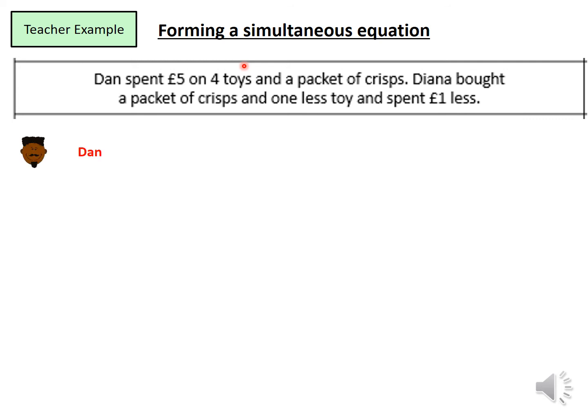So let's start with Dan. Okay, he bought 4 toys and he bought a packet of crisps. So 4 toys, 1 packet of crisps, and he spent £5. Now Diana, okay, she bought 1 less toy than Dan. Dan bought 4, so she bought 3, okay? And she also bought a crisp packet, and she spent £1 less than how much Dan spent. He spent £5, so she spent £4.